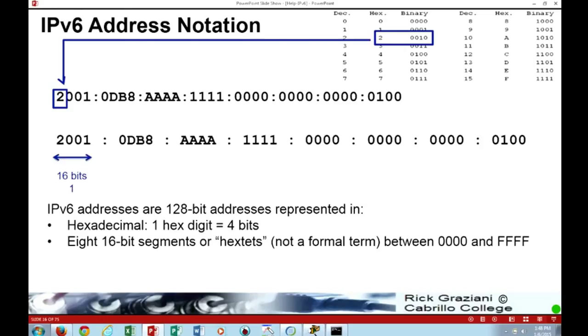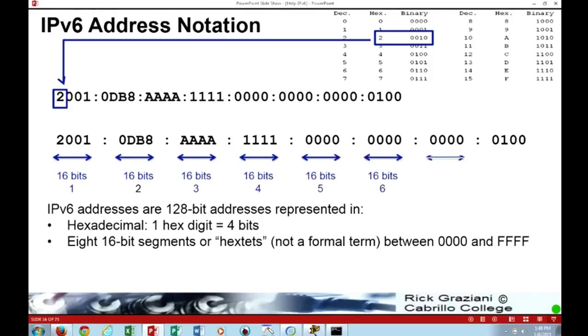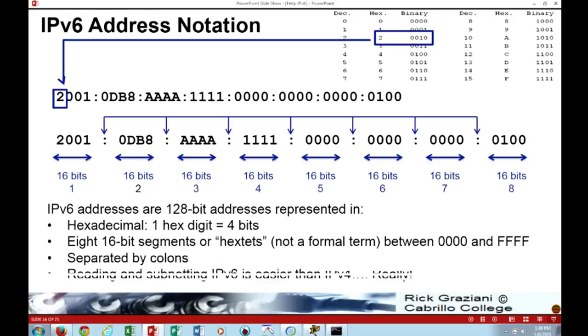Okay. The address is actually 8 16-bit segments. So each one of these segments, informally known as a hextet, you know, we have octets in IPv4, so we can call these hextets, is 16 bits, 4, 4, 4, 4. Each 16-bit hextet is separated by a colon. Okay. Gosh, that looks ugly. Alright, but it's really not that bad. I'm going to show you a little trick coming up. Okay, it's actually easier to read, and it's easier to subnet.